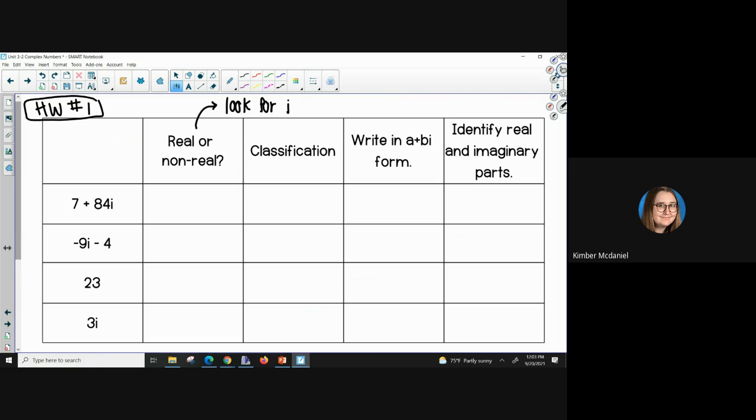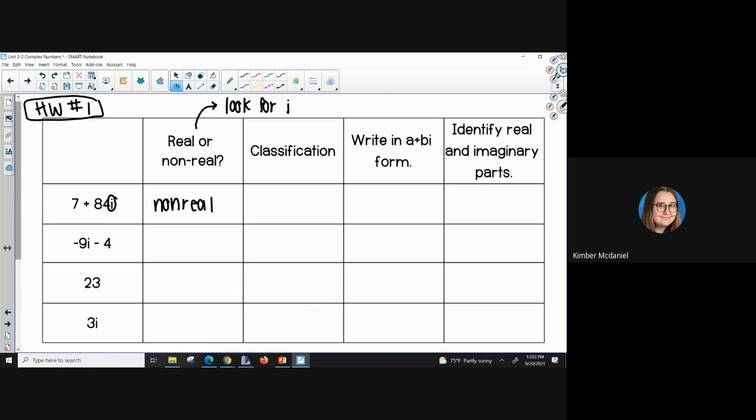Okay? So, 7 plus 84i, would we say that is real or non-real? That's non-real because we have an i in there. So since it has an i, that means it is non-real. Now, if you want to put the little hyphen in non-real, that's okay. On the EOC, they just write non-real without that little dash, so that's why I'm writing it like that.